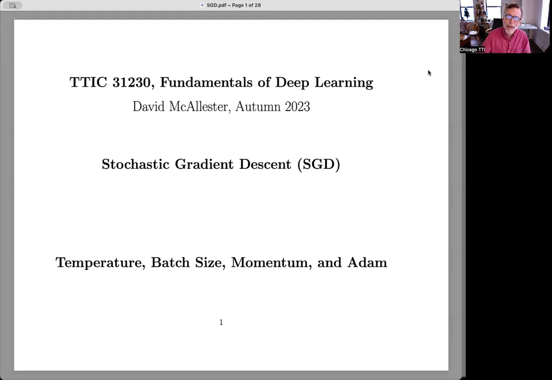Hello. In this lecture, we're going to do stochastic gradient descent. Stochastic gradient descent is the fundamental workhorse in deep learning generally. And I'm going to present various issues in stochastic gradient descent and various forms of stochastic gradient descent. In particular, momentum and something called Adam.